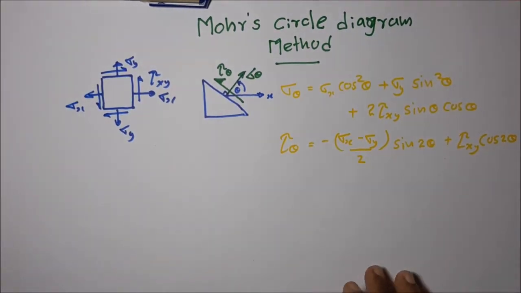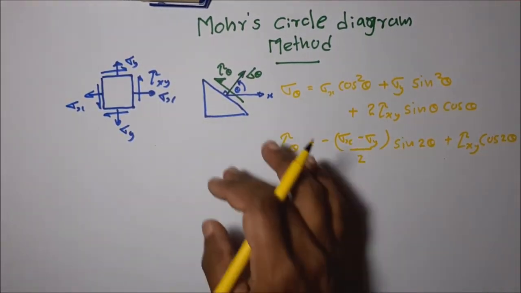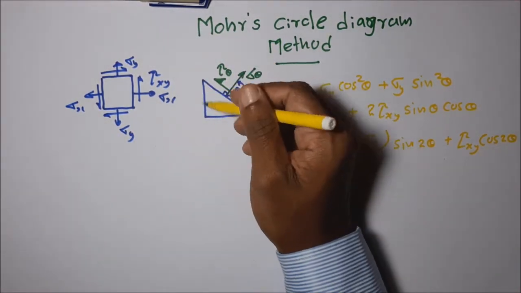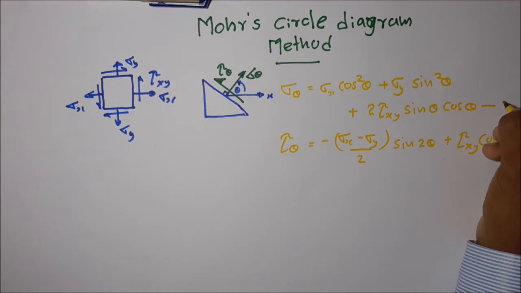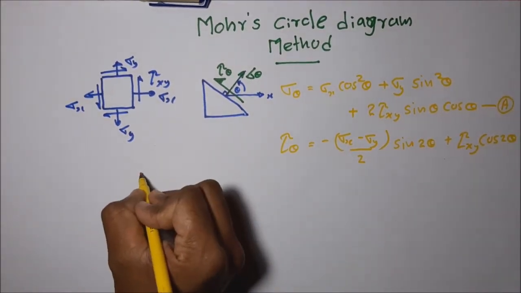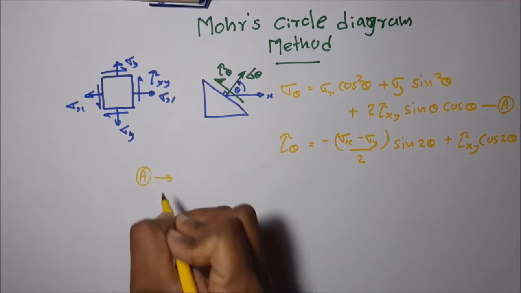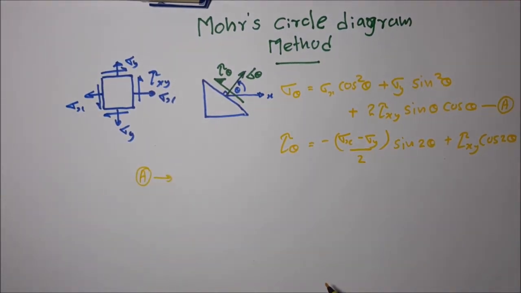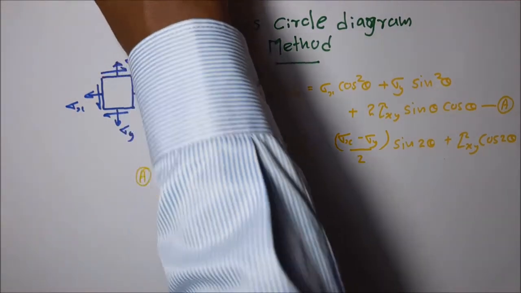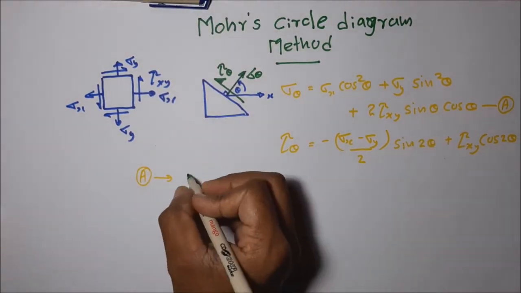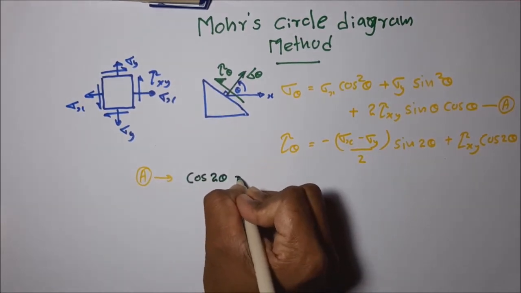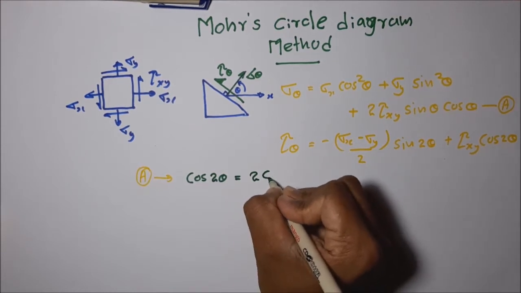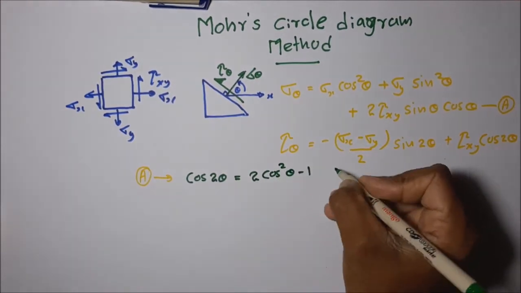Last class we obtained these two equations by considering the force balance of this triangular shape stress element. Let's take this first equation as A. I am going to write equation A using the 2 theta angles. I think you all know these identities. Cos 2 theta is equal to 2 cos square theta minus 1.